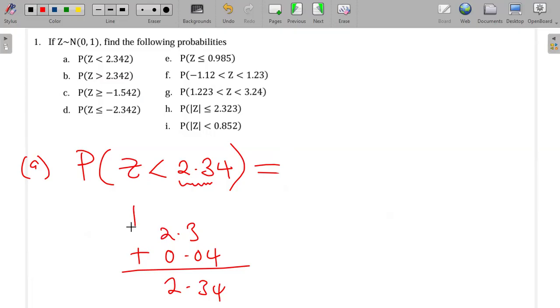So in my column, I'm looking for this. In my row, I'm looking for this. And then I come down from the row, I go to the right from the column. So let's do that.